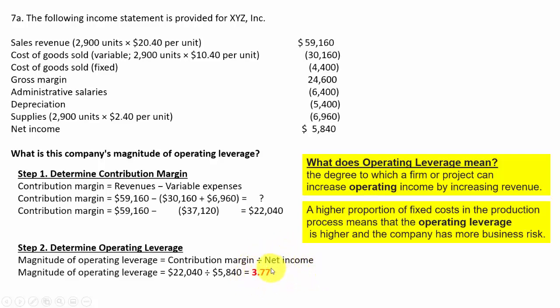Now, that's a pretty good degree of leverage. And just to keep this in mind, the higher portion of fixed cost in a production process means that the operating leverage is higher, which means this must be a higher total fixed cost. And that means that if you have higher operating leverage, the company has more business risk, because they got to keep those volumes high in order to cover those fixed costs and again make that kind of profit.